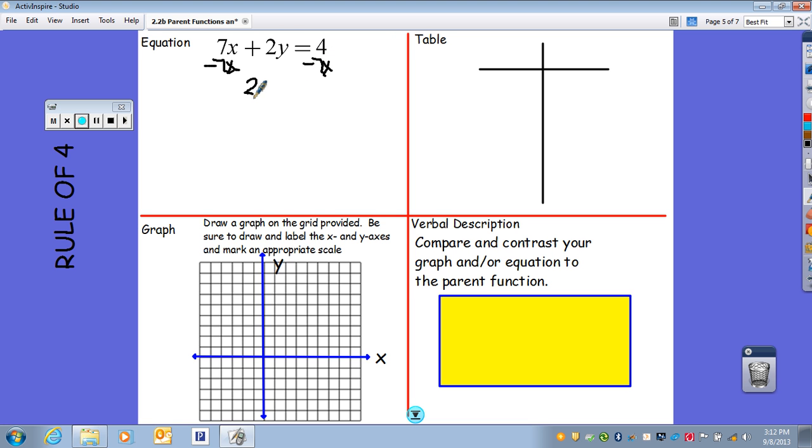So we have 2y, and writing this correctly in slope-intercept form, we want the x's first: negative 7x plus 4. Now we want the y by itself, so we're going to divide everything by 2. And so we have y equals negative 7 over 2 x. That is reduced, so we're going to leave it as a fraction because our slope is rise over run. And 4 over 2 can be reduced to 2.